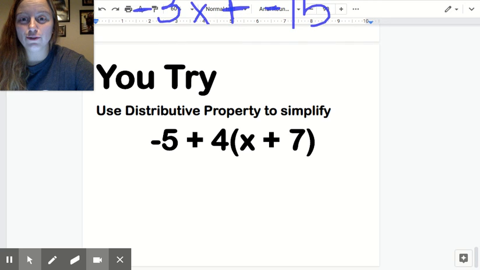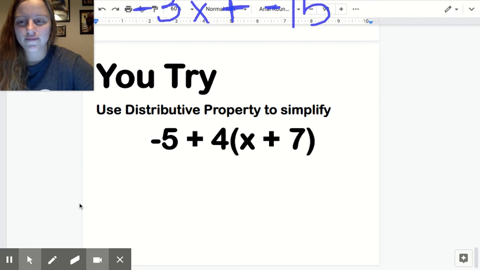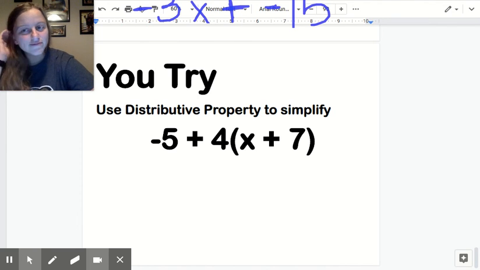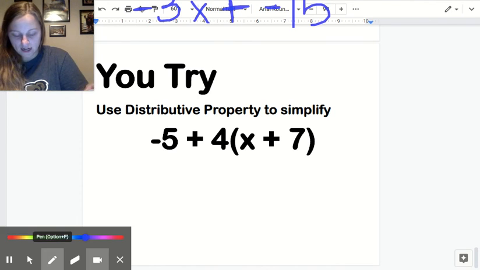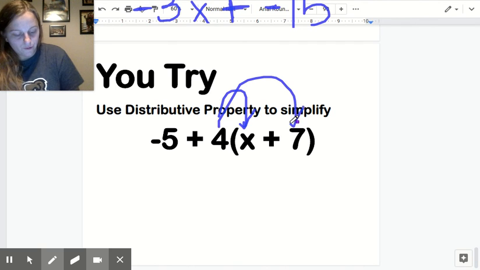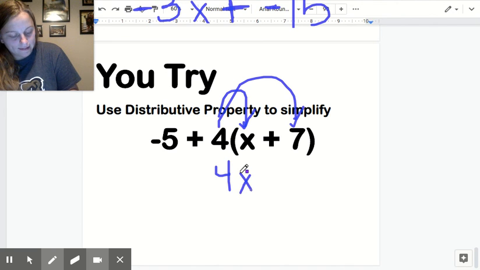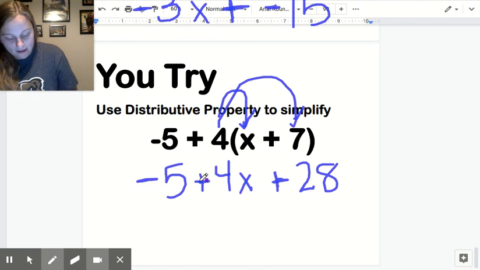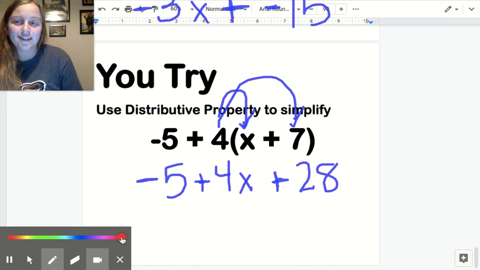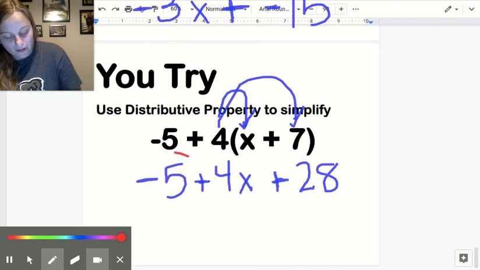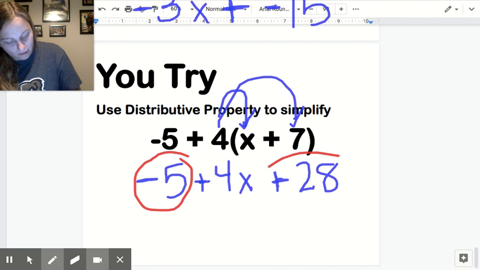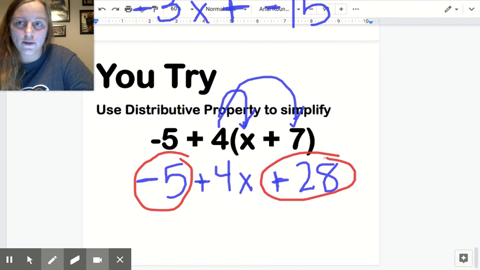Go ahead and you try this one. We'll pause the video while you work. All right, so the 4 can combine with everything inside the parentheses. So I have 4 times x and 4 times 7. That gives me 4x plus 28. Don't forget about that negative 5 out in front. Now, if possible, I need to combine like terms. So the negative 5 can combine with the positive 28.